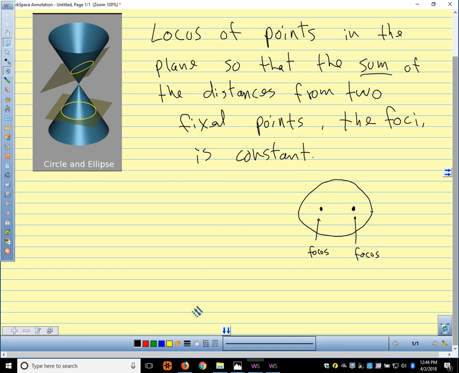And what this definition is telling us is if I go to any point on the ellipse, and I'm going to name each one of these distances. So we go to a point on the ellipse. I'll call this D1. And that D2. What this definition is telling us is that D1 plus D2 is a constant.